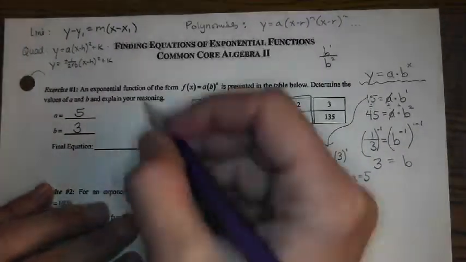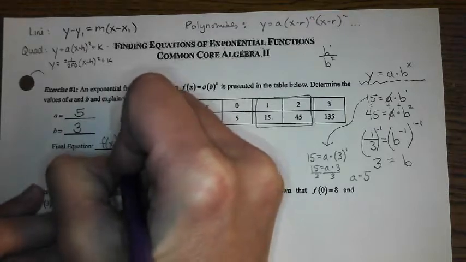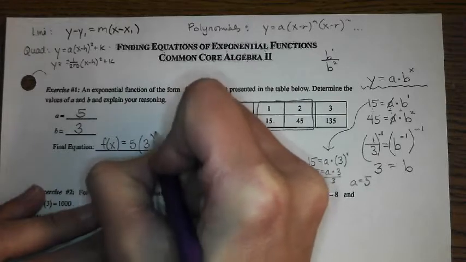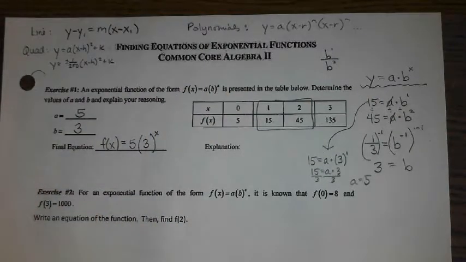And so my final equation is f of x equals a is 5, and then b is 3 to the x power. Yes. Right, yep. So I'm going to talk about that right now because I told you I was going to do this as if it's the most complicated this type of question can ever become. If you have two completely random points on your curve, this is the way to do it.